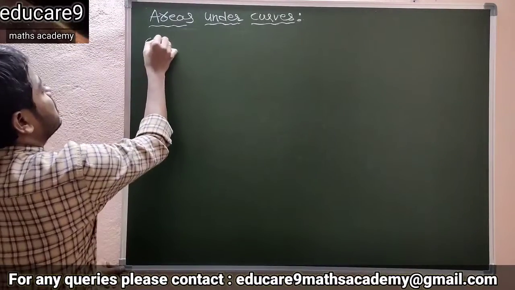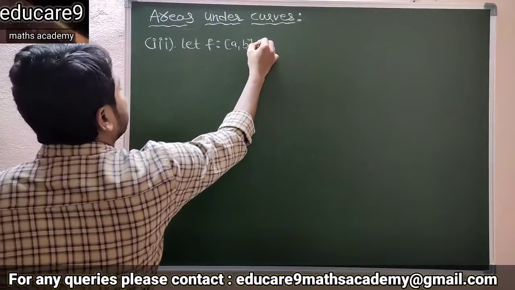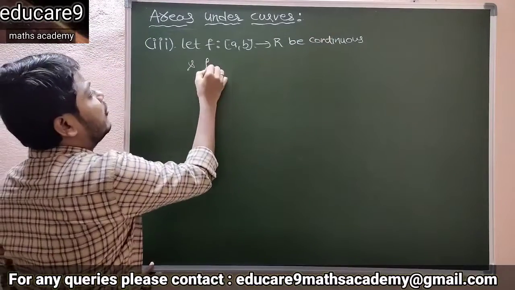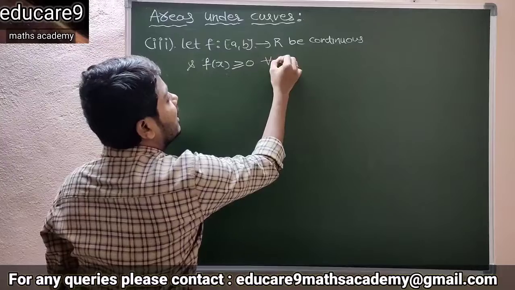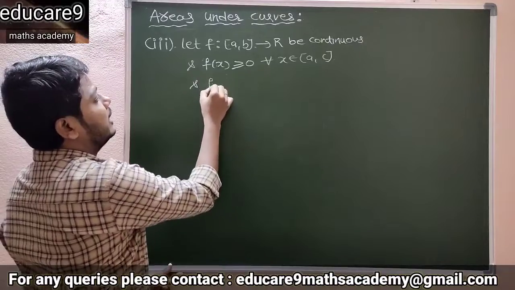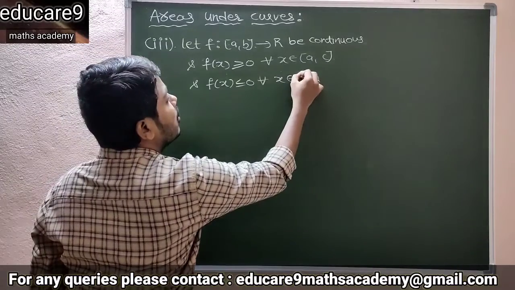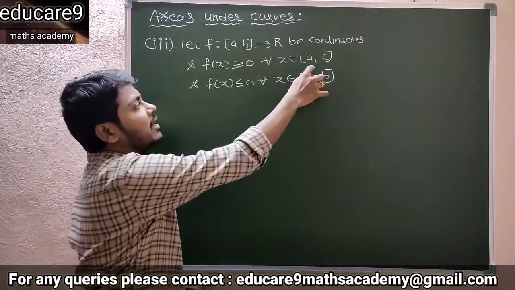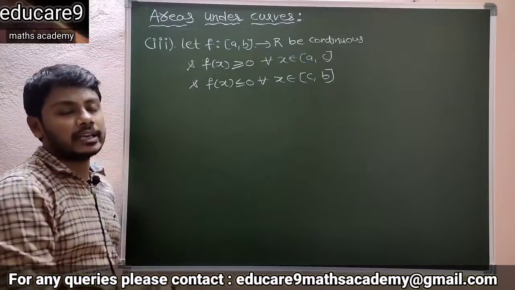So see the third one. Let f from the closed interval a comma b be continuous, and f of x is greater than or equal to 0 for all x belonging to the closed interval a comma c, and f of x is less than or equal to 0 for all x belonging to the closed interval c comma b. So in this interval f of x values are positive and in this interval f of x values are negative.